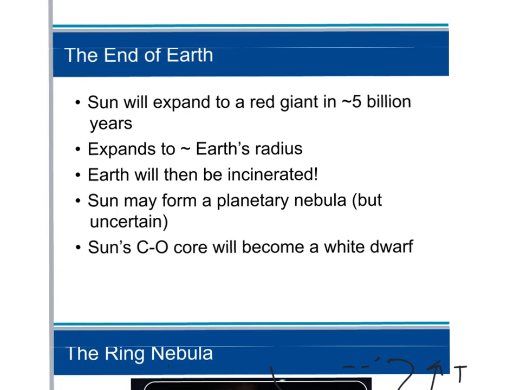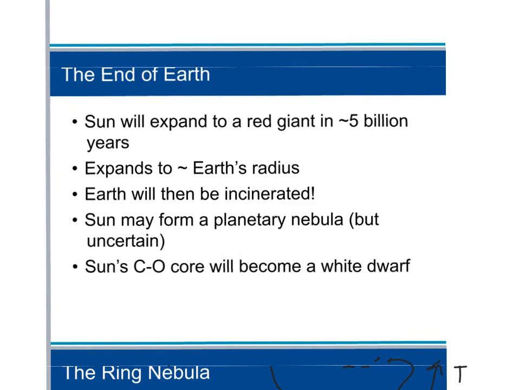So the Earth will come to an end at some point. The sun's going to expand into a red giant in about 5 billion years. When that happens, it's going to expand to approximately the Earth's radius, and when it does, it's going to incinerate the Earth. It's going to be so hot. The amount of thermal energy given off by the sun when it expands to the Earth's radius is such that nothing on Earth is going to survive. So Earth will be incinerated.